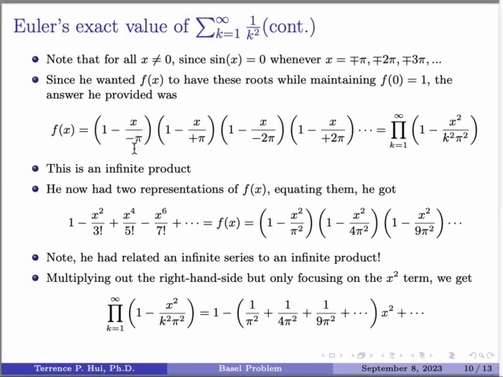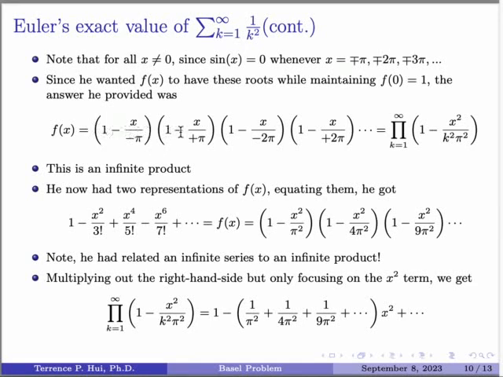Why is that? Let me start over, it's a little confusing. When x is minus pi, the first factor is 1 minus 1, or 0, so of course f of x is 0. When x is plus pi, this factor is 0. When x is minus 2 pi, this factor is 0. When x is plus 2 pi, this factor is 0, and so on. So by multiplying infinitely many factors in this form, we coincide exactly with the behavior of this function f of x at having roots at these points.